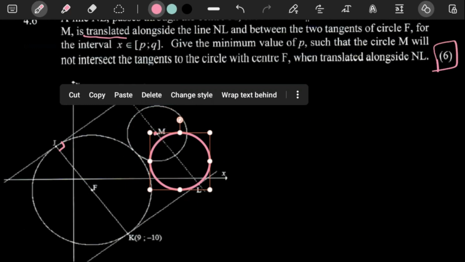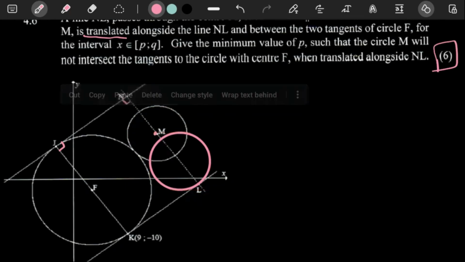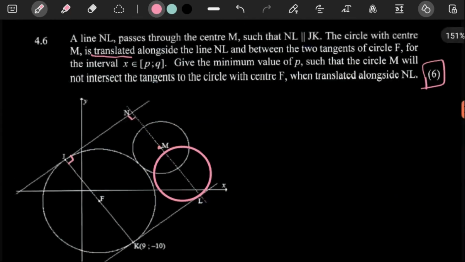Yo, dude, you're saying something, it's making sense in my head, but I feel like I need to say it again, and I also feel like I need to read the question again. Determine, give the minimum value of p. The minimum value of p.